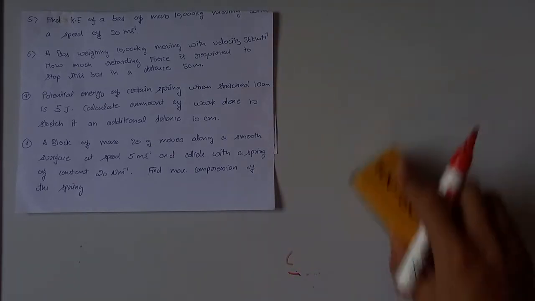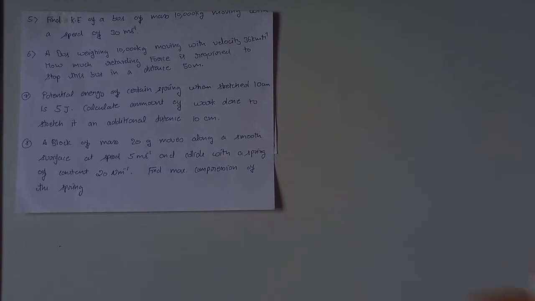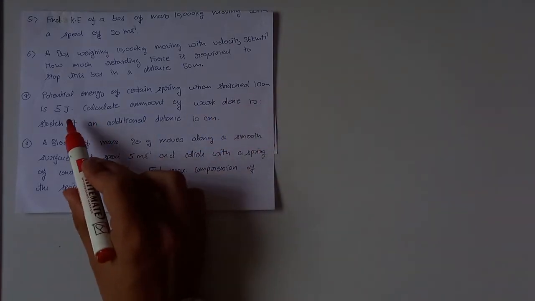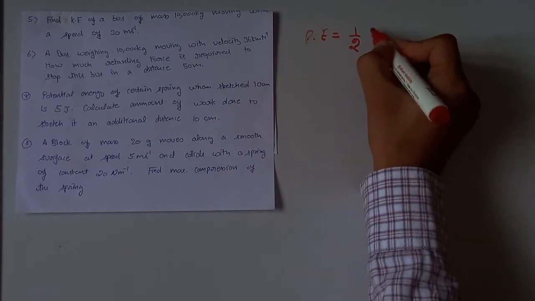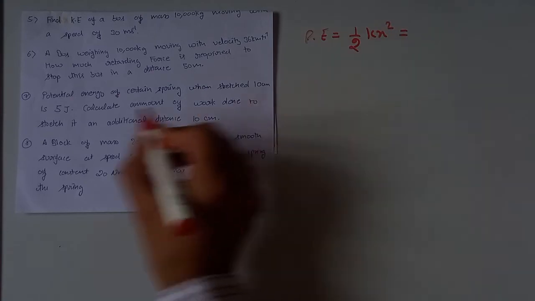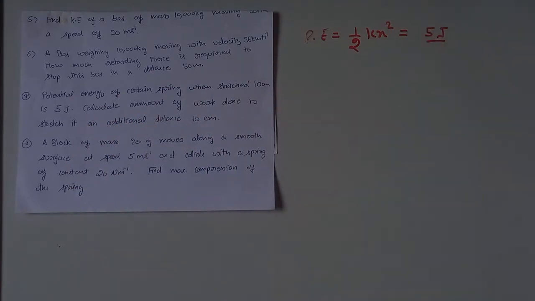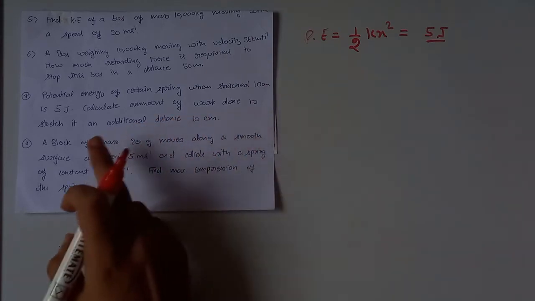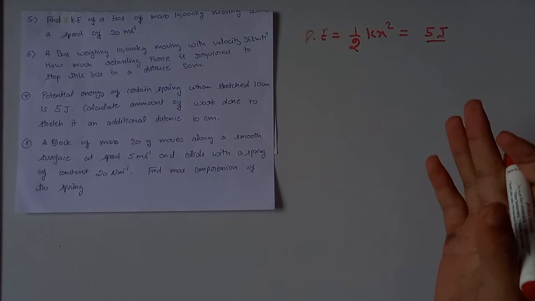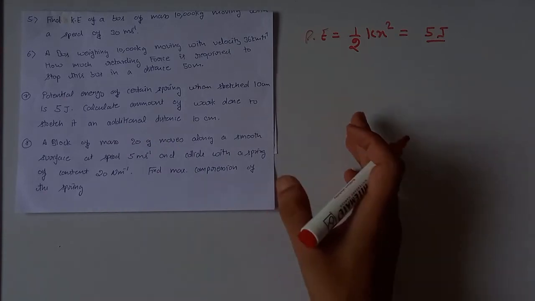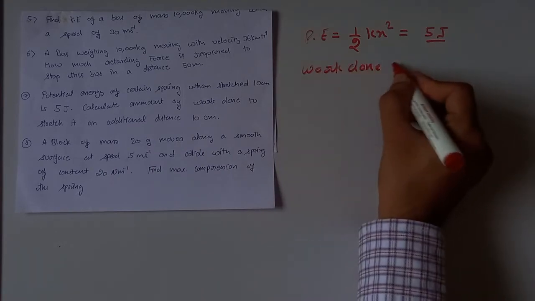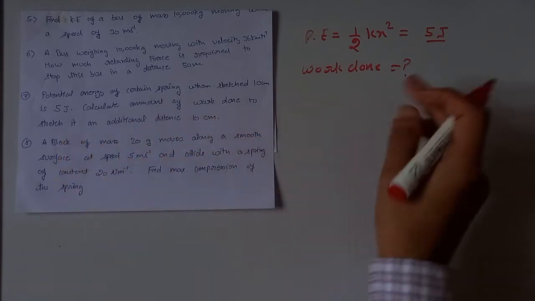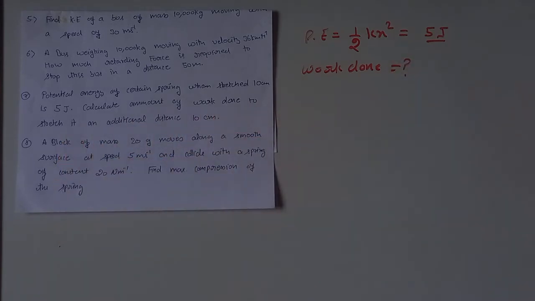Our next numerical is: the potential energy of a spring when stretched 10 centimeter is 5 joule. We know that the potential energy in case of a spring is half kx square, which is 5 joule. Calculate the amount of work done to stretch it an additional distance of 10 centimeter. We have to calculate the work done to stretch this spring an additional distance of 10 centimeter.